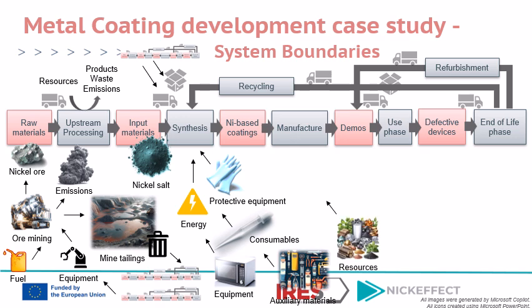For the synthesis process itself, so the protocols developed within our consortium for the development of nickel-based coatings, we also need a lot of inputs and outputs. We need energy, protective equipment potentially, consumables, other equipment, auxiliary materials or resources. So besides the raw materials themselves, the nickel salt, we also need all these kinds of other inputs in order to produce the nickel-based coatings.